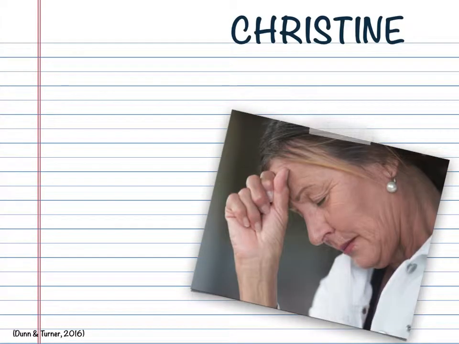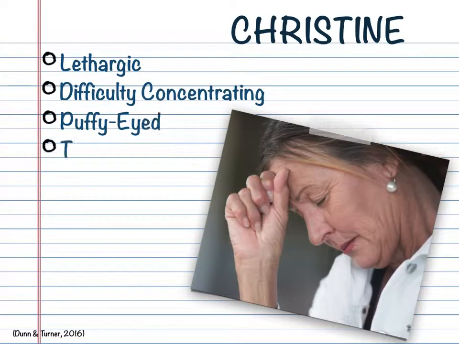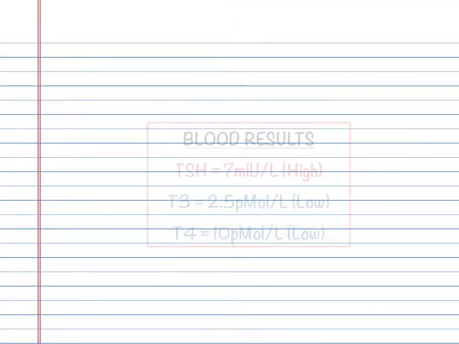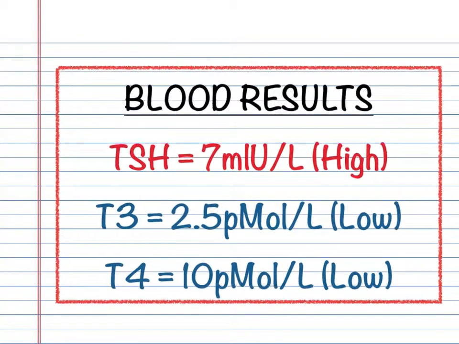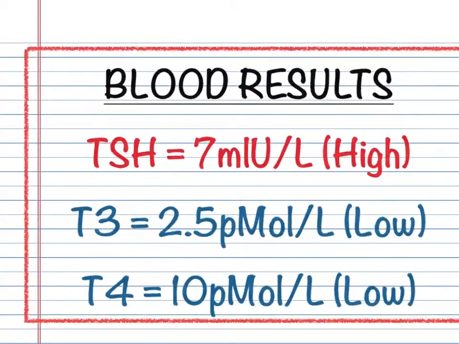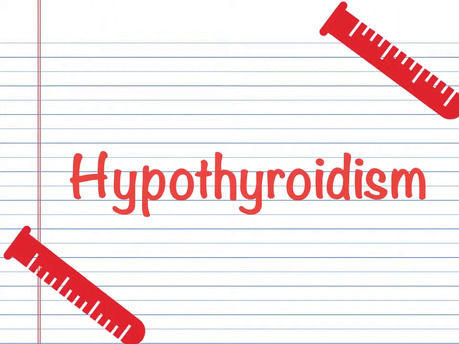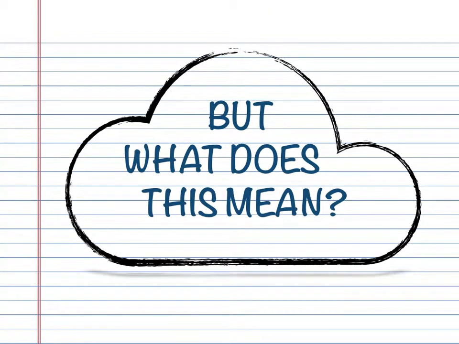This is Christine. She went to the GP as she's been feeling lethargic, has puffy eyes, and a bulge on her neck. The blood test showed that she had an elevated TSH level and low T4 and T3. These results confirmed a diagnosis of hypothyroidism. But what does this mean?